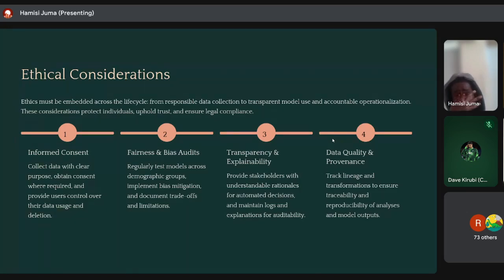We have transparency and explainability, provide stakeholders with understandable rationales for automated decisions, and maintain logs and explanations for audits. Data quality and provenance, track lineage and transformation to ensure traceability and reproducibility of analysis and model outputs.